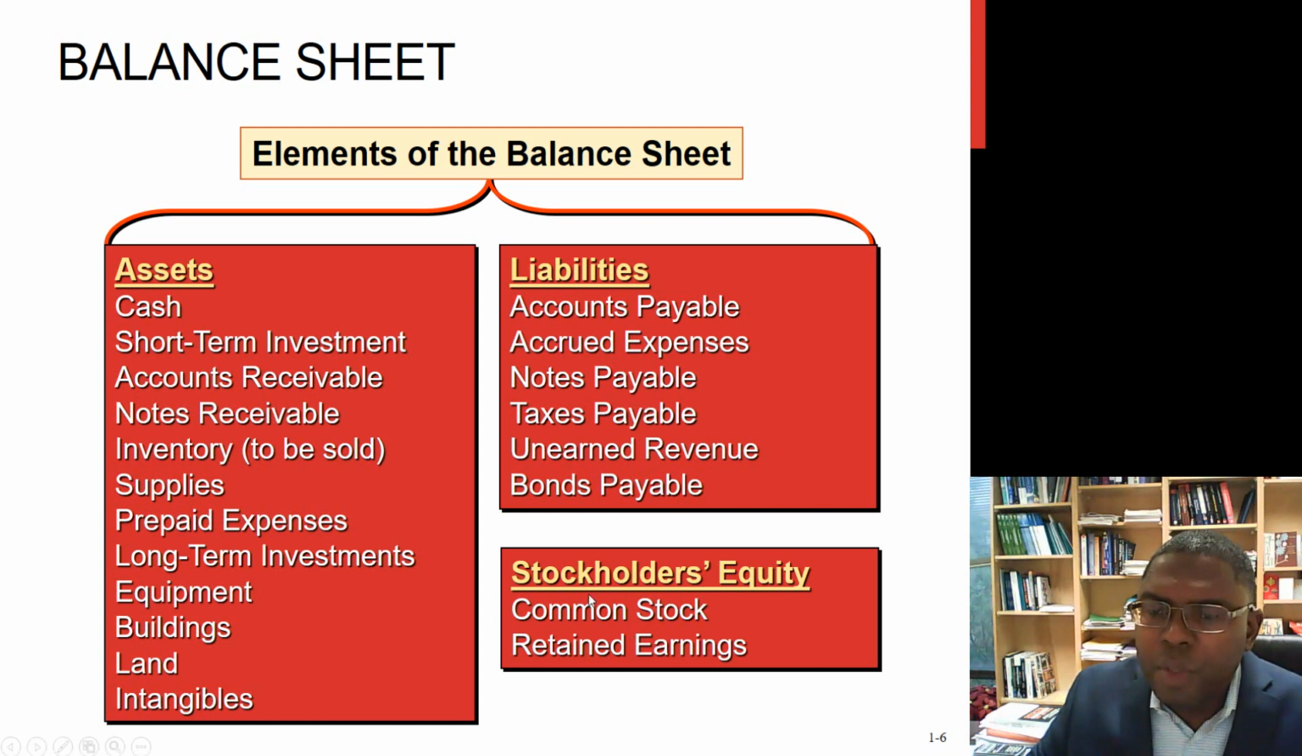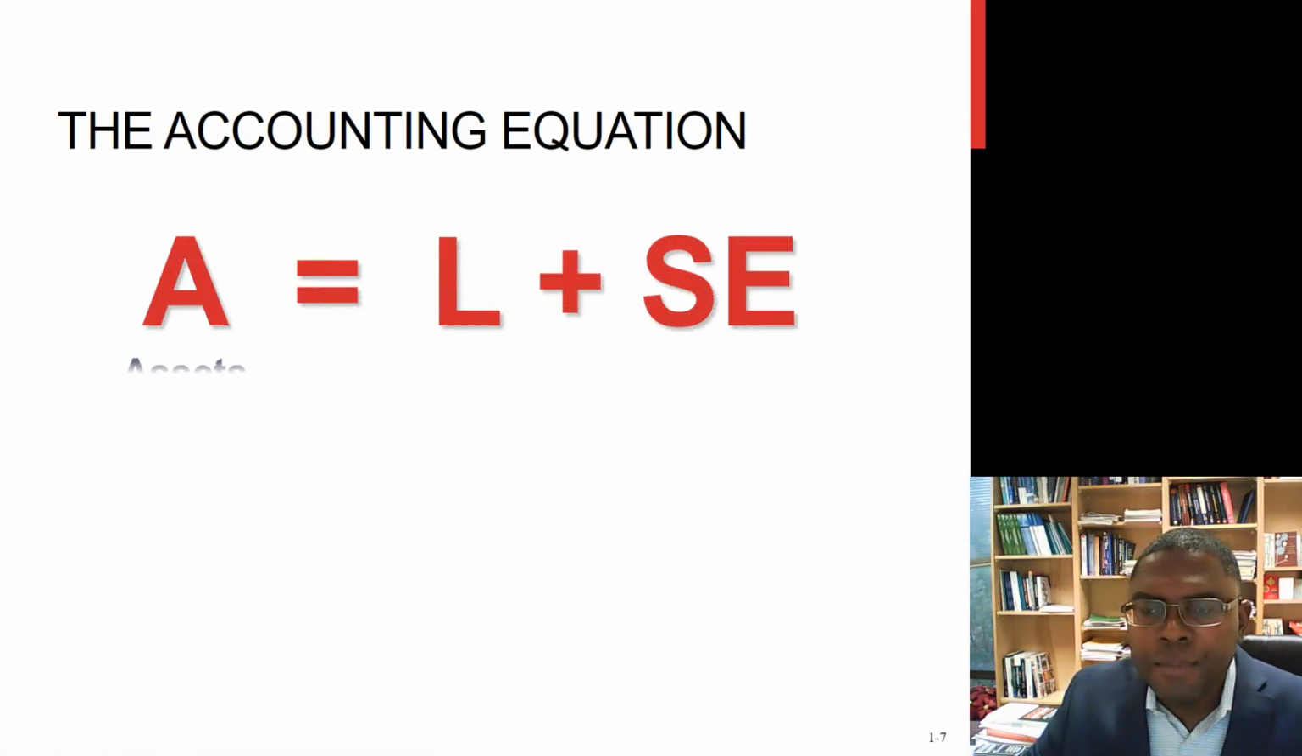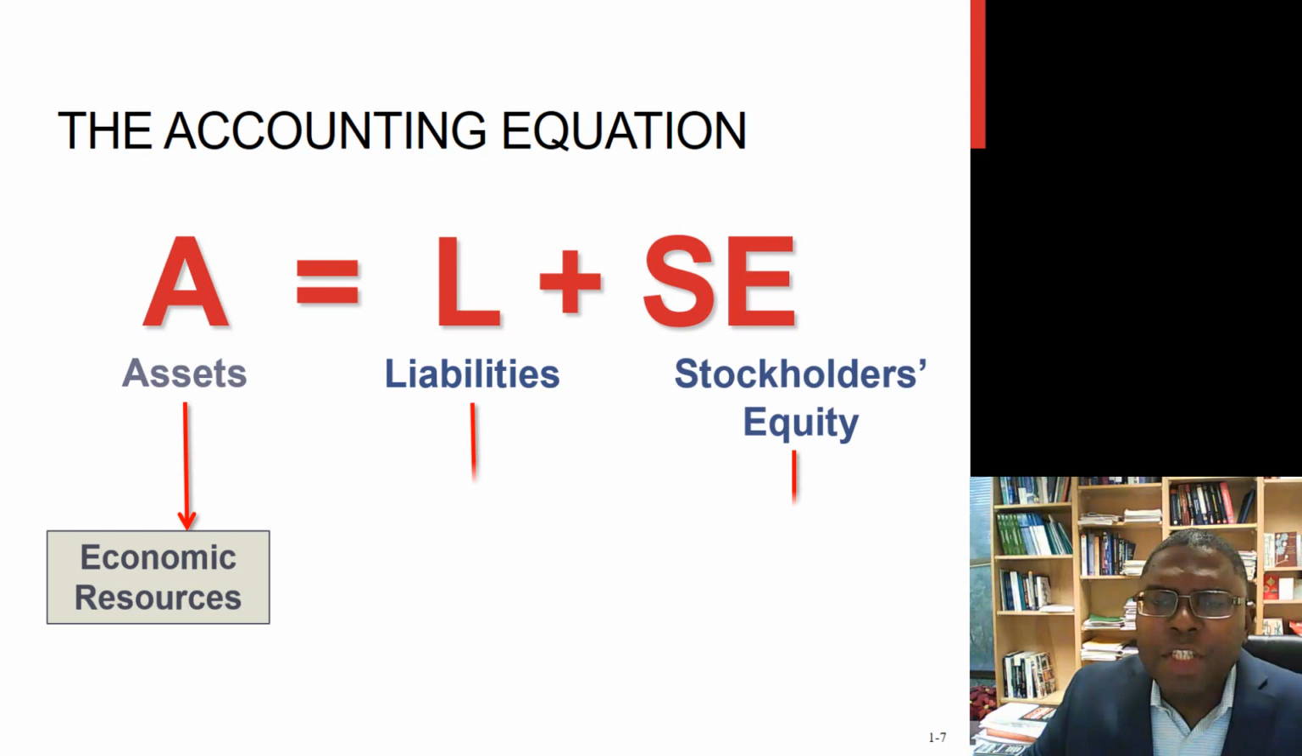Then on the balance sheet, we also have the stockholders' equity. Again, it comprises common stock and retained earnings. Common stock is the amount that investors have invested in that business. It is financing that is provided by the owners of the business. And retained earnings, again, is the earnings that have been reinvested in the business rather than being distributed as dividends to shareholders. We have the balance sheet equation.